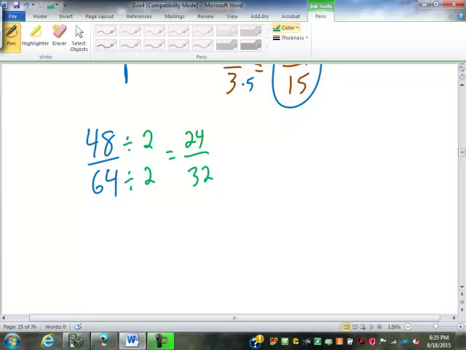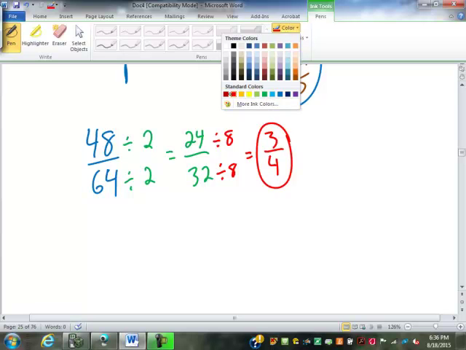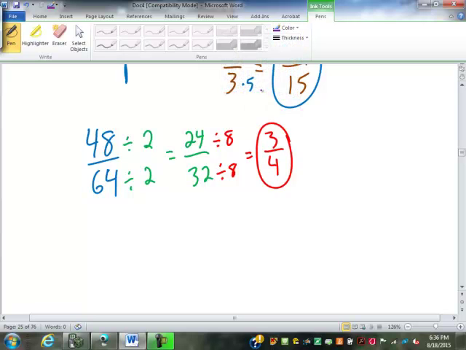Good. Once we've done that, it's maybe a little easier to see that we can divide both of those now by 8. Good. 24 divided by 8 is 3. 32 divided by 8, 4. So we get 3/4. If you saw right away that you could divide both of them by 16, it would save a little bit of effort. You'd get to the 3/4.